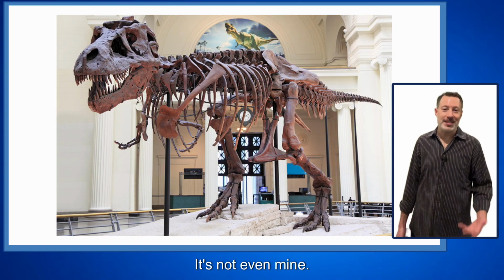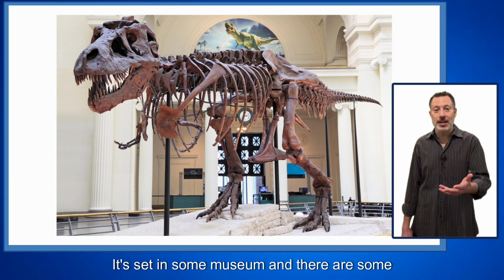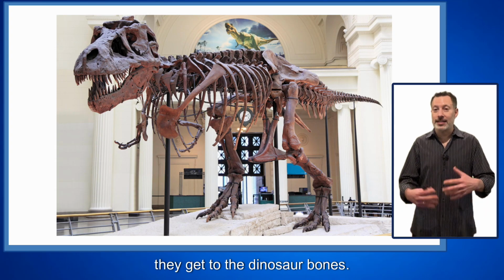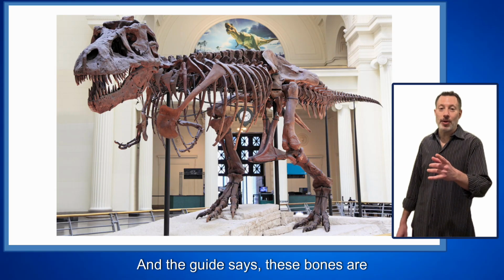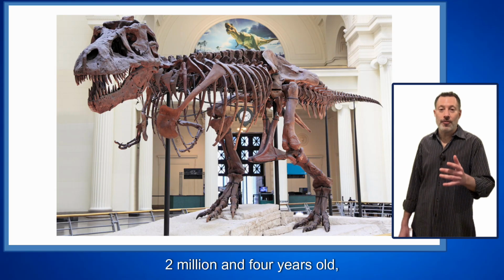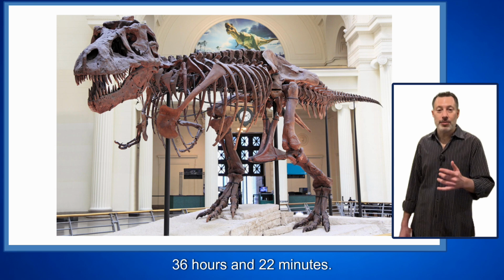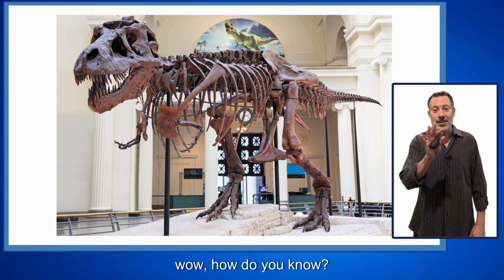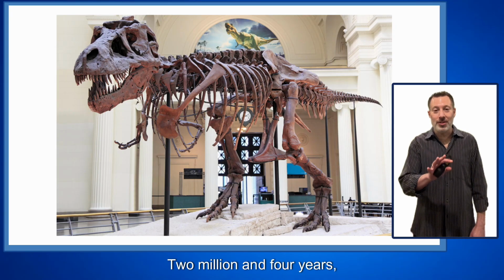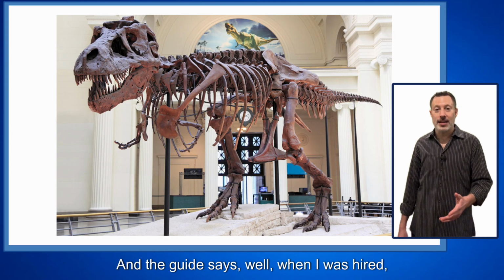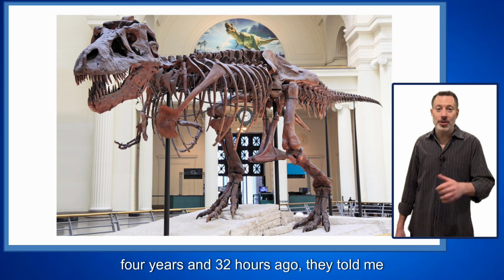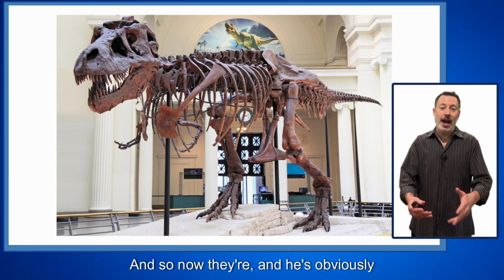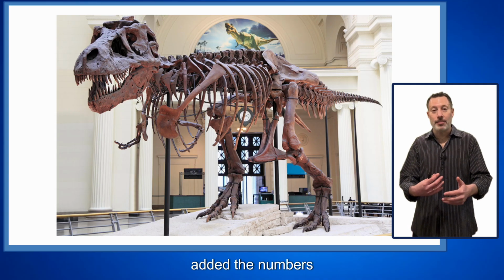And it's an old joke, it's not even mine. It's set in some museum and there are some dinosaur bones and the guide is walking a crowd around and they get to the dinosaur bones and the guide says, these bones are 2,004 years old, 36 hours and 22 minutes. And a little kid raises his hand like, wow, how do you know? 2 million and 4 years, and how do you know? And the guide says, well, when I was hired 4 years and 32 hours ago, they told me the bones were 2 million years old. And so now he's obviously added the numbers together.